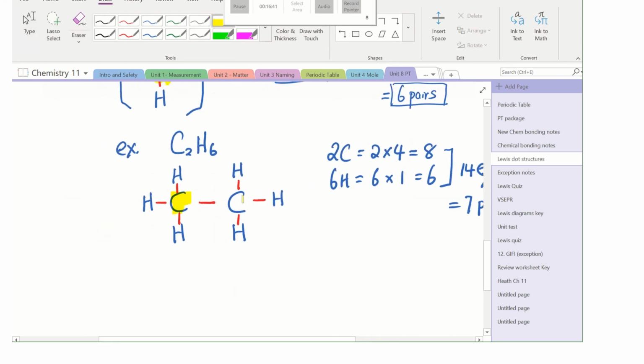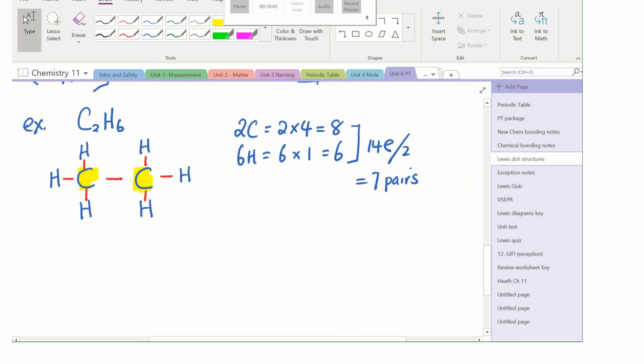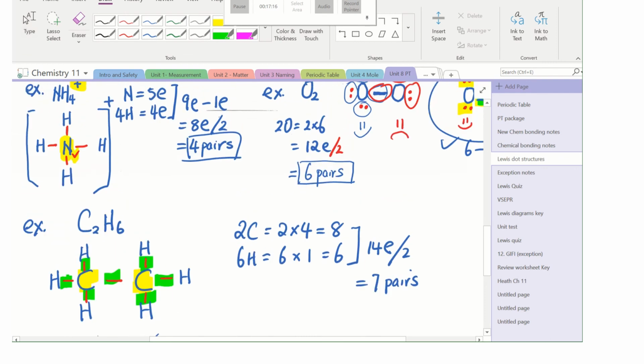So let's check carbon first. As you can see, hydrogens are quite happy because each one of them has one shared pair. So hydrogen is happy. And what about carbon? Carbon, one pair, two, three, four. So four is what they like. Octet, same as this one. This one also has four shared pairs as well. So all the atoms are happy. So that's the Lewis diagram for C2H6. That is actually an organic compound called ethane.